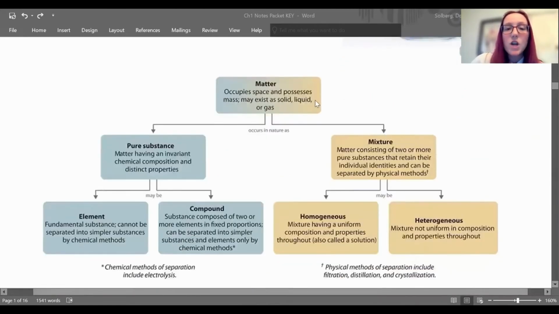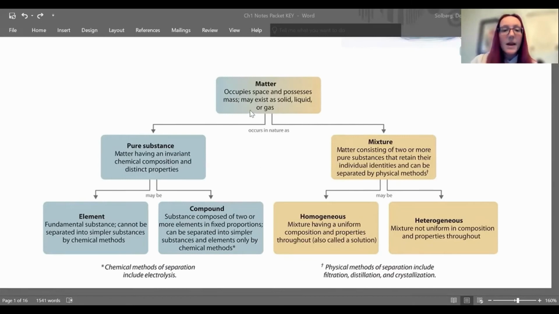This is just a recap. I like this flow chart. All matter can be broken down into two categories. It is either a pure substance or a mixture. If it is a pure substance, it's either an element or a compound. If it's a mixture, it is either homogeneous or heterogeneous. This could be a really handy review to look back at later.